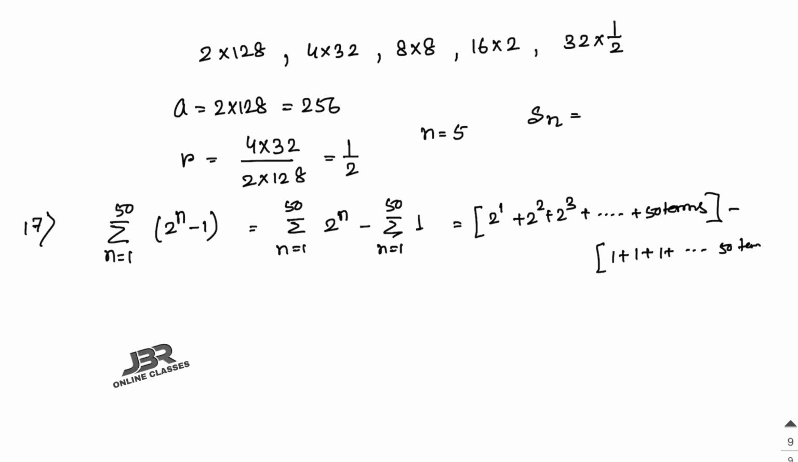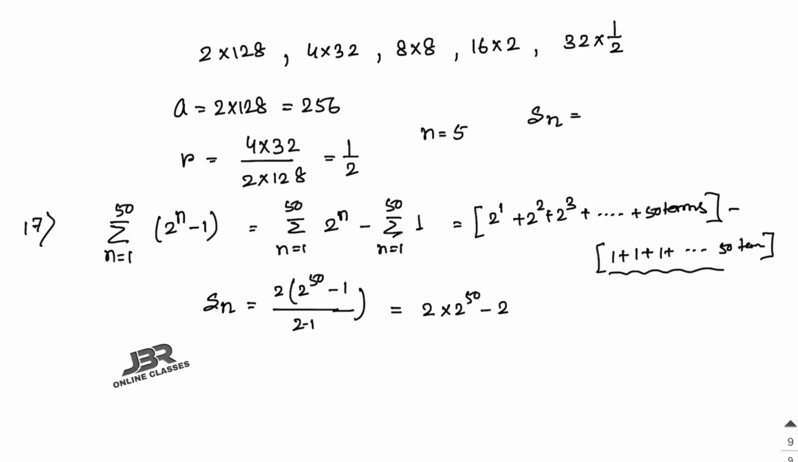Okay. So for the first one here a equal to 2, r equal to 2. So you can easily find out Sn. So here Sn equal to 2 into (2 to the power 50 minus 1) by (2 minus 1). And here you can write down 2 into 2 to the power 50 minus 2, and as here 1 plus 1 up to 50 is terms, so it will be here minus 50. So your final answer 2 to the power 51 minus 52. Okay.